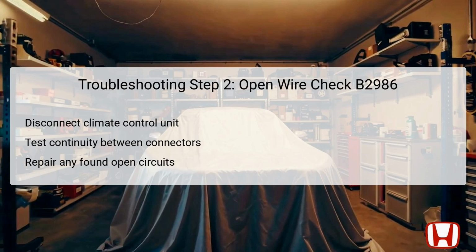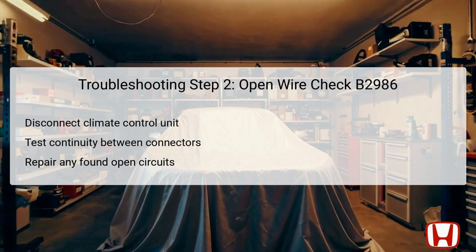In the second troubleshooting step, you'll focus on checking for an open wire condition in the recirculation control motor circuit. Begin by turning the ignition switch to the lock position or using the engine start-stop button to select off mode. Disconnect the climate control unit 32P connector and the recirculation control motor 7P connector. Using a multimeter, check for continuity between specified test points.